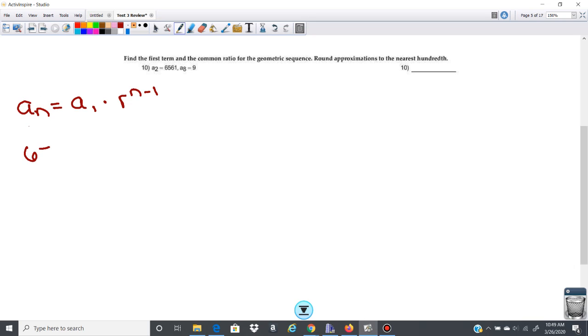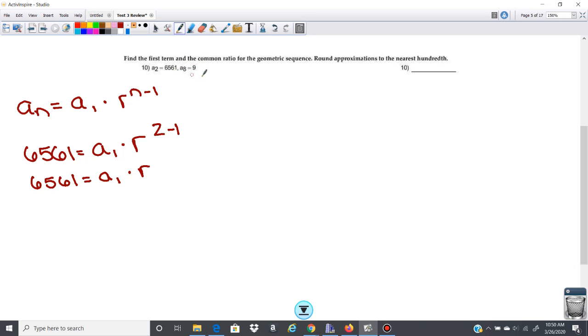6,561. We don't know a sub 1. We don't know our ratio. We do know this is the second term, so 2 minus 1. If we simplify this a little bit, we have 6,561 equals a sub 1 times r to the 2 minus 1, which is just r to the first, so that's just r. Let's plug that in with the eighth term.